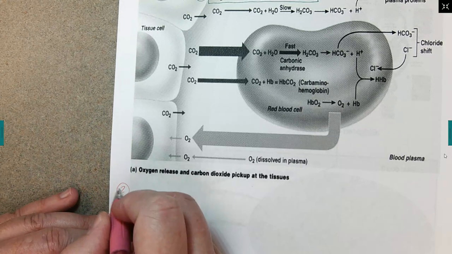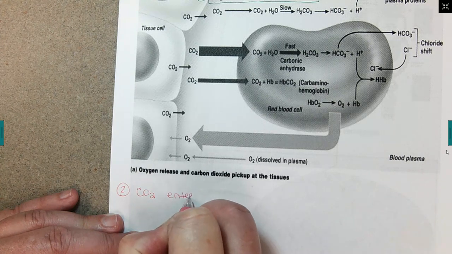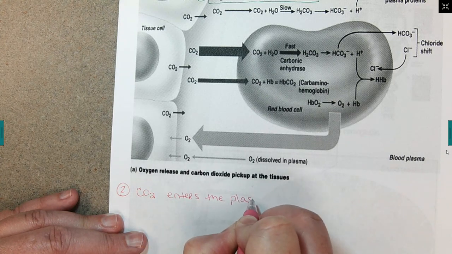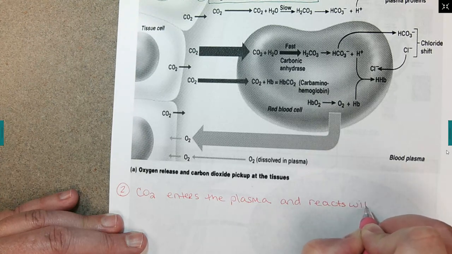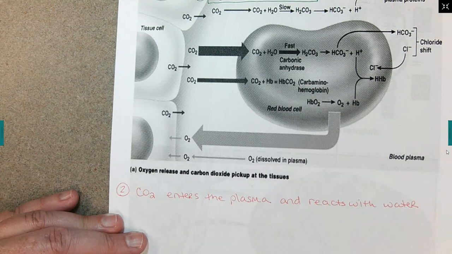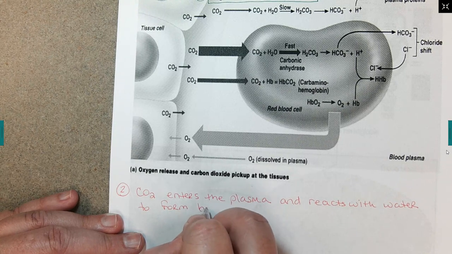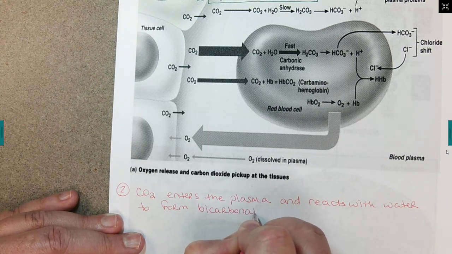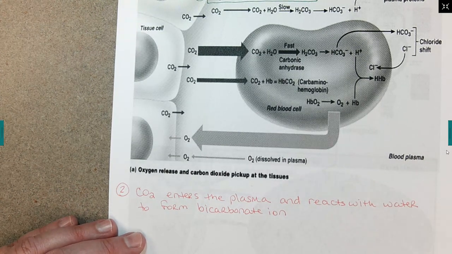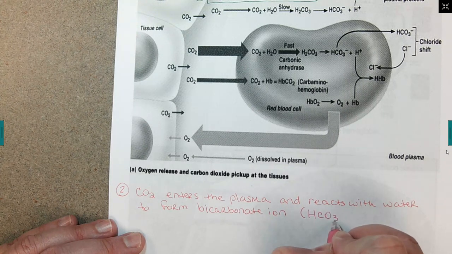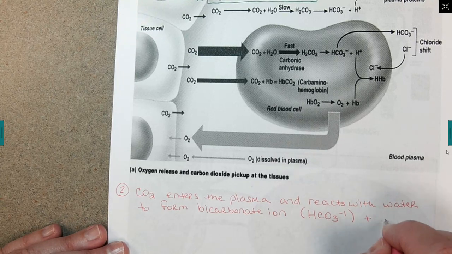So we have carbon dioxide enters the plasma and reacts with the water in the plasma to form a bicarbonate ion. Now I'm going to go ahead and give you the formula for bicarbonate. It is HCO3 minus 1. That's the formula for the bicarbonate ion. And hydrogen gas.